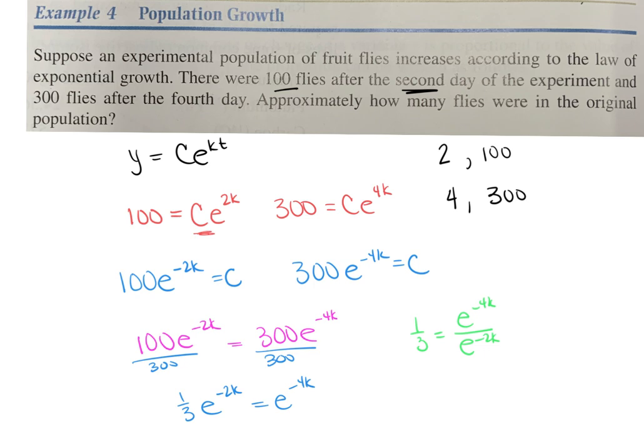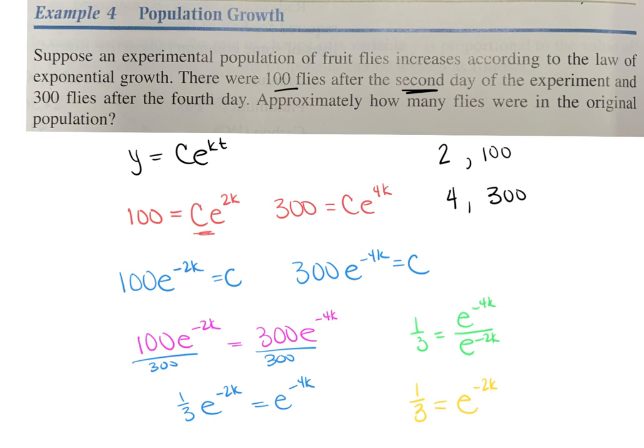Yeah. So I have a negative 4 minus a negative 2, right? So I have 1/3 equals e to the negative 2k. Everybody see what I did there? I just subtracted my exponents. Negative 4k minus a negative 2k is negative 2k. Negative 4 plus 2 basically is what I'm doing, minus a negative.